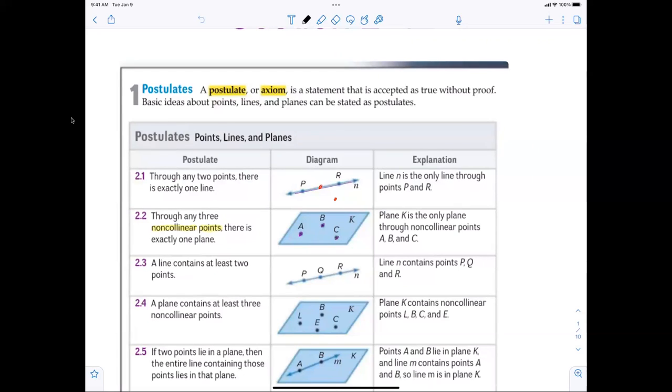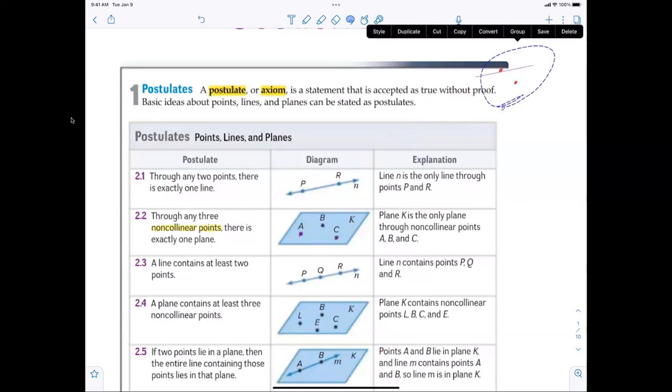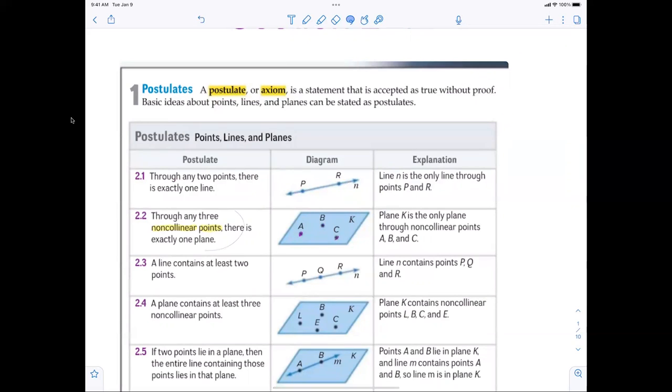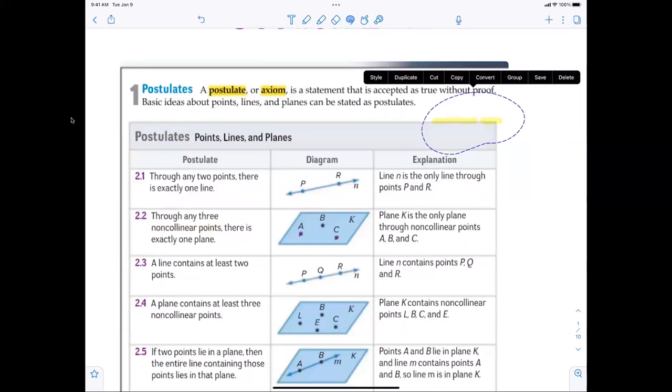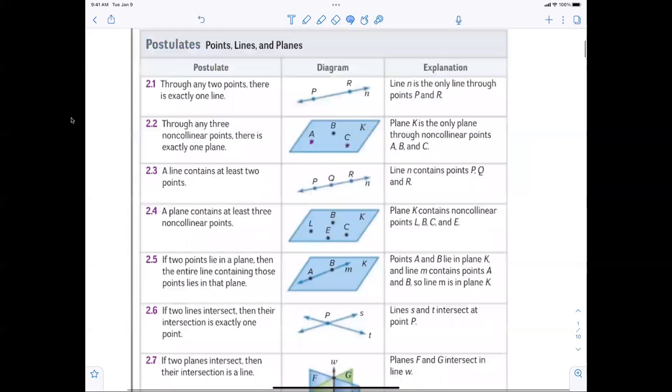So with that being said, we're just going to read through these. And instead of calling them postulates or axioms, I just like to call them common sense. This is common sense to me. All of this is true. So through any 2 points, there's exactly one line. Does everybody agree? That kind of makes sense, correct?